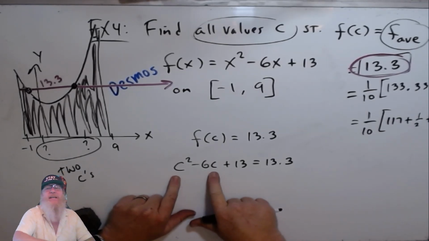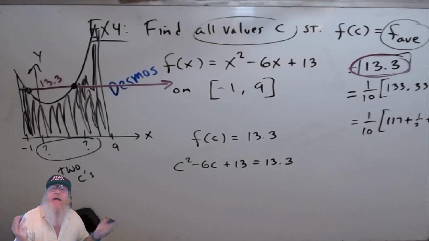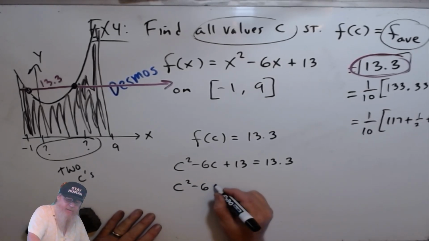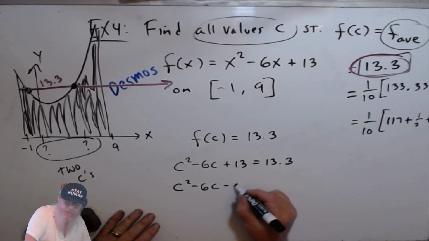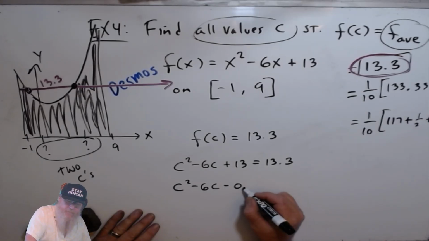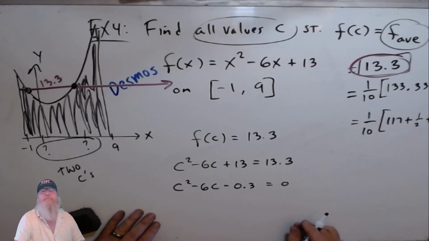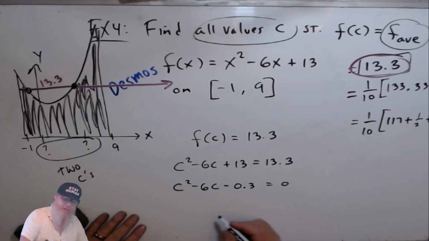Again, you could just leave it as an X. It's not going to make a difference. In fact, you might like that better. I already wrote C, so I'm sticking with it. C squared minus 6C, subtracting 13.3, I get 0.3333333 equals 0. This is not a factorable equation, I don't think, so I'm going to use the quadratic formula.